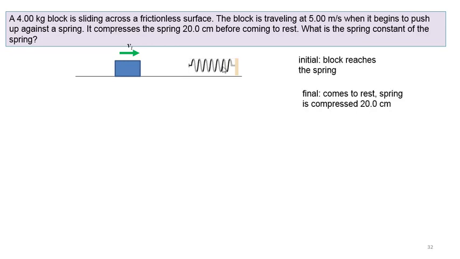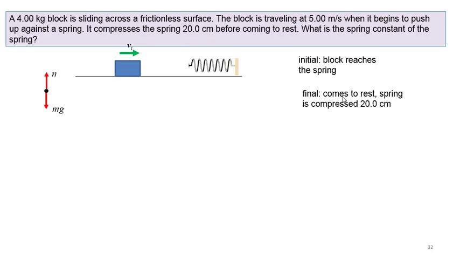I'm going to choose my events. My initial is right when the block reaches the spring, and my final is going to be when it comes to rest, and the spring is compressed 20 centimeters. Okay, why did I choose these? Well, I know what my velocity is here, and I know that the spring is not stretched or compressed here. And here, I know that my velocity is 0, and I know the distance that the object has moved going from here to here. Okay.